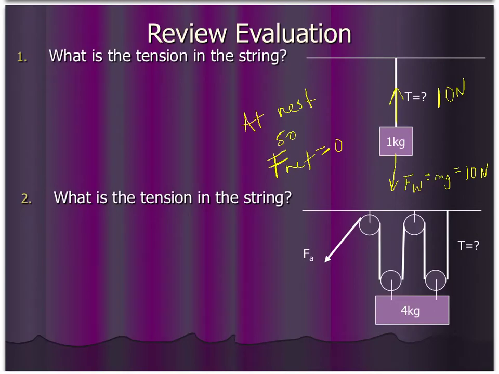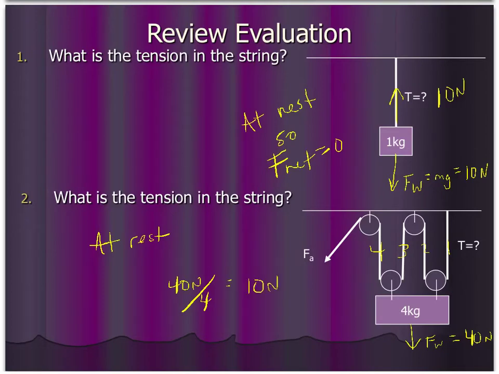We're going to assume that this bottom system is at rest as well. And now we have a 4 kilogram block hanging, which again is going to have an Fw, but this time 4 times 10 is going to give us 40 newtons of force. And this time I have 1, 2, 3, 4 different support ropes. So I have to take that 40 newtons and divide it by 4. So the tension in each of those ropes then is going to be 10 newtons.